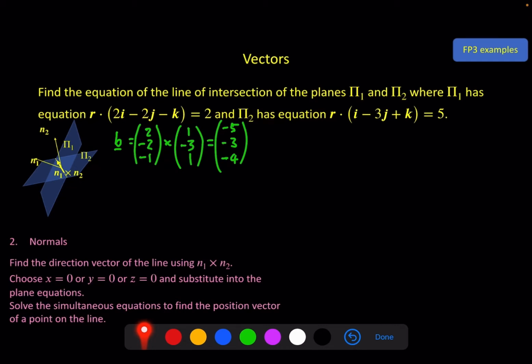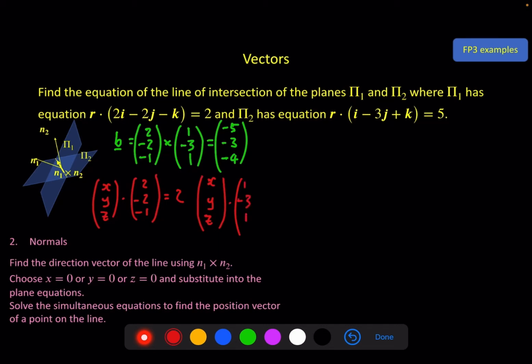And this takes a little bit of a sneaky trick. What we do here is we choose one of these x, y, or z to equal 0, and we substitute it into the plane equations. And this is a bit of a logical step. I've got (x, y, z) dot (2, minus 1, 1) equals 2, and in the other one, (x, y, z) dot (1, minus 3, 1) is equal to 5, and the idea is this.